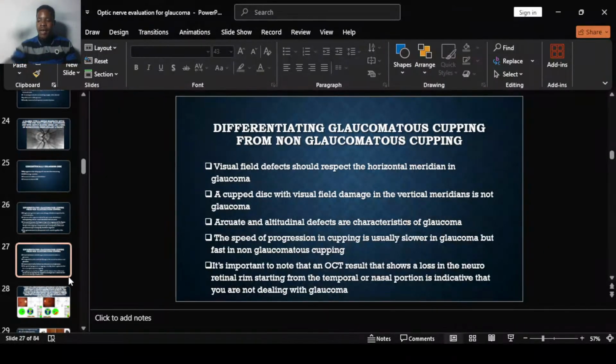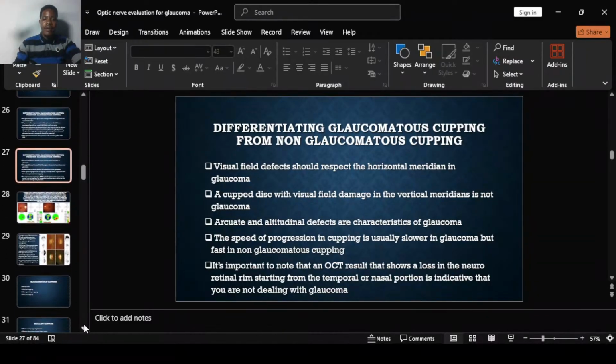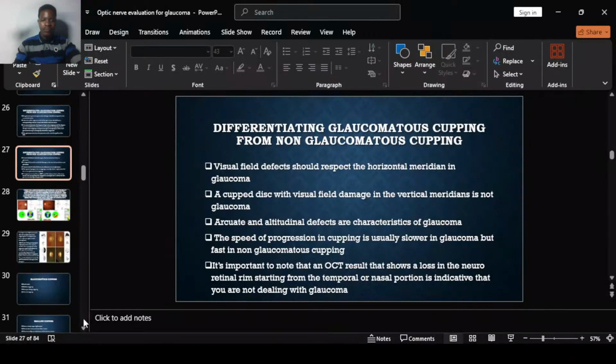So the next thing we have to note is the visual field defect should respect the horizontal meridian in glaucoma. We said it before and it's very important. So when you do your CVF test and you are seeing a result that is respecting the vertical meridian, we know we are not dealing with glaucoma. Glaucoma always respects the horizontal meridian.